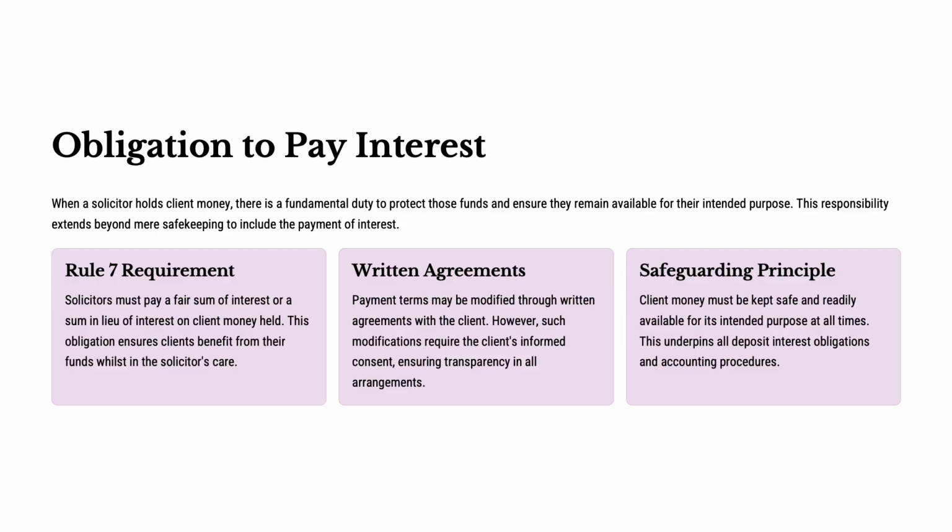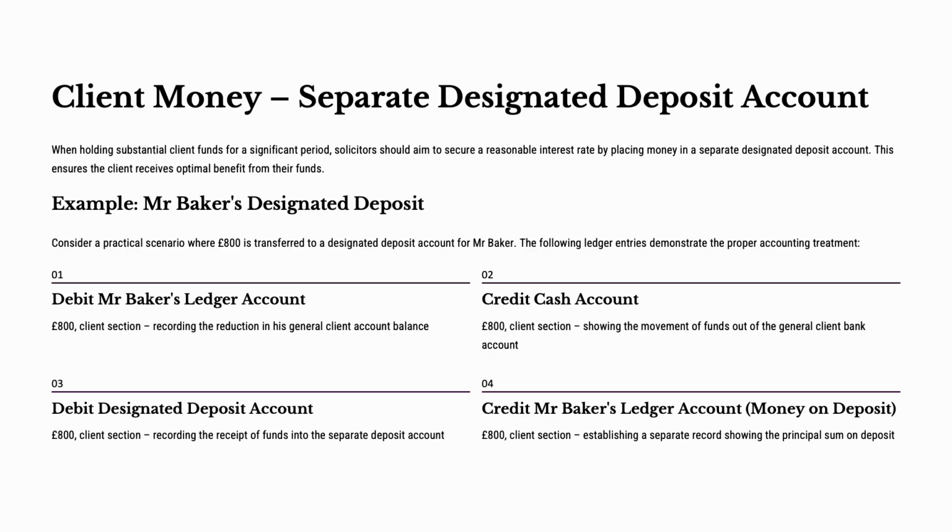The next thing we need to understand is client money in a separate designated deposit account. This slide introduces the first method of holding client money, a designated deposit account. That is an account opened specifically for one client. Because the money sits on its own, the firm should aim for a reasonable interest rate. Our example involved £800 being transferred to a designated account for Mr. Richard Baker. The full entries must be made in both the general and designated ledger.